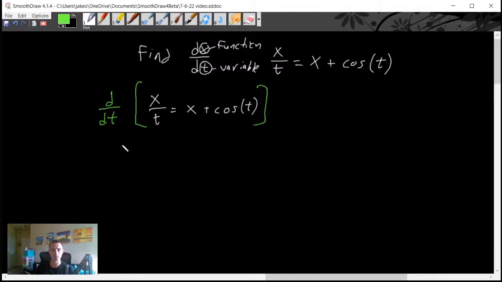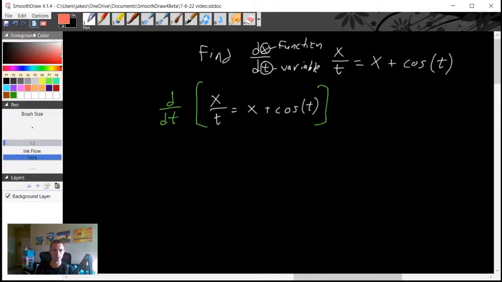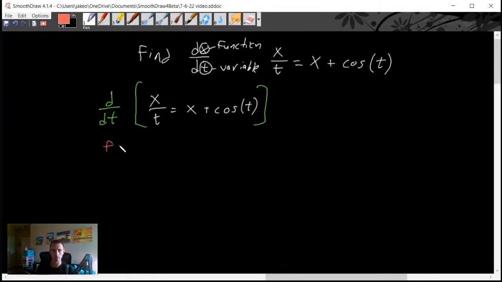Quotient rule says that what we need to do is first determine our top and our bottom. So f is going to be your top function. g is going to be our bottom function. So f is x, g is t. Then you want to find f prime and g prime.